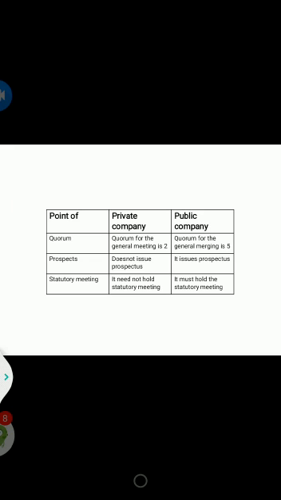The next is statutory meeting. This is the meeting which is held for the first time in the lifetime of the company. It is not compulsory for a private company to hold the statutory meeting. A public company must hold the statutory meeting, and it is compulsory. So here we end the difference between private and public company.